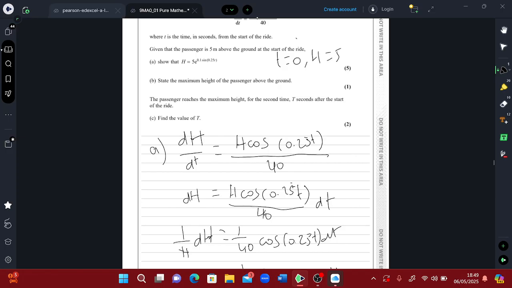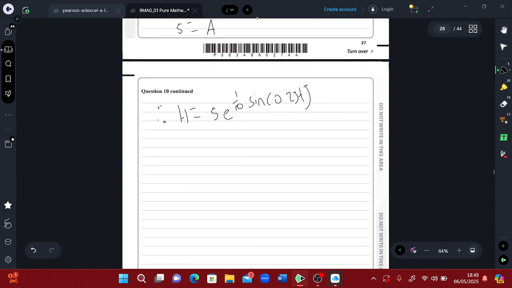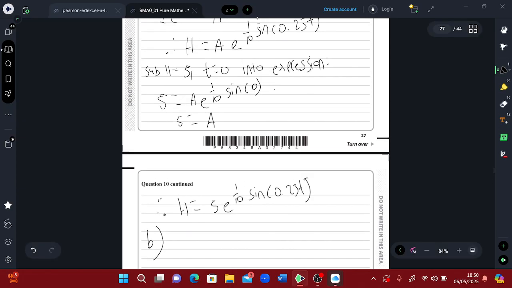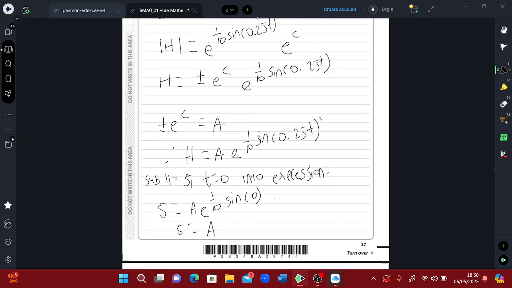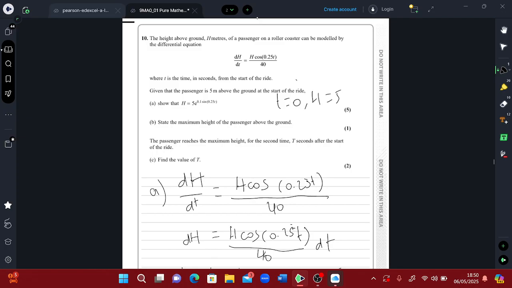Then it says state the maximum height of the passenger above the ground. The maximum height. Notice it's 1 mark, so what you should not be doing is differentiating all this. We know maximum height implies dh/dt equals 0. That's one way of looking at it. But actually, we're given dh/dt already, in this flat form.